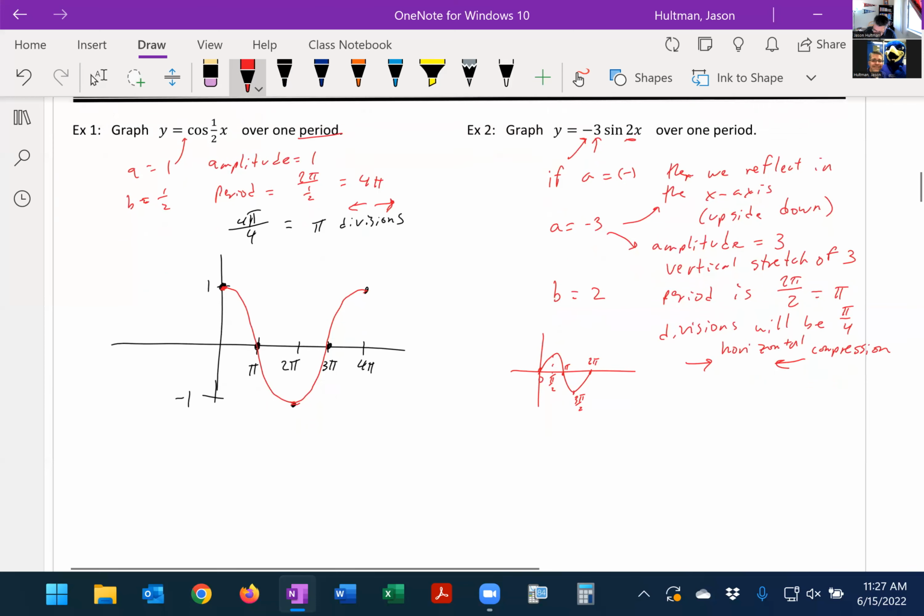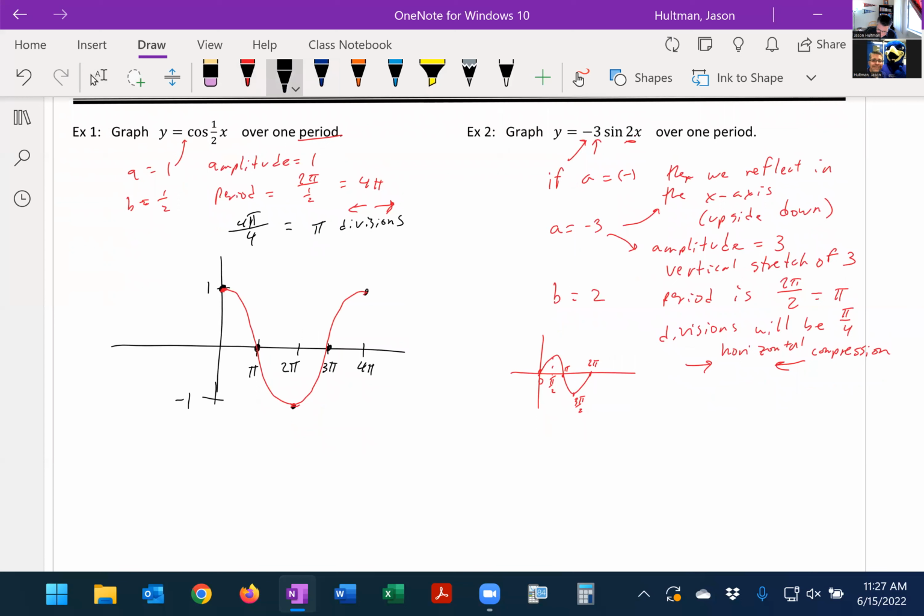Okay, so what is our new function going to look like? Well, it's still going to start at 0, 0, because if I stretch 0, it just becomes 0. If I multiply something by 0, it's just 0. Still going to start at 0, 0. The amplitude is 3 instead of 1. So this is going to go all the way up to 3 and all the way down to -3.